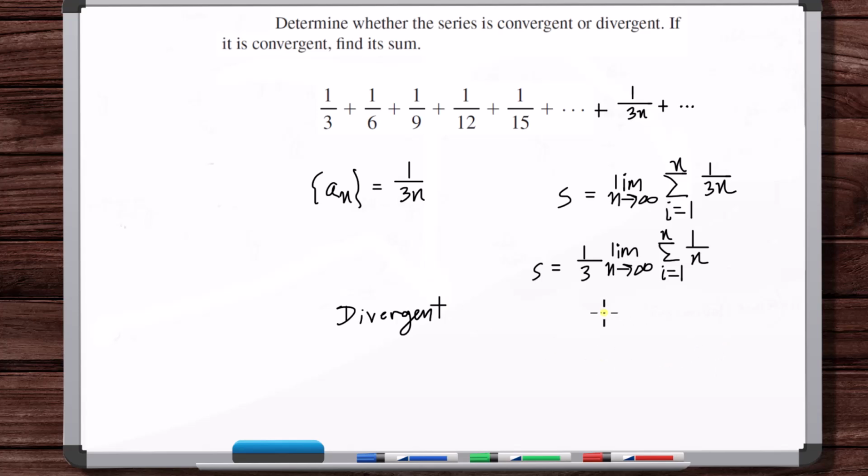And if we want to be more specific about the divergence, we can look and see that it's not oscillating. You're adding all positive numbers. So this is going to diverge to infinity.